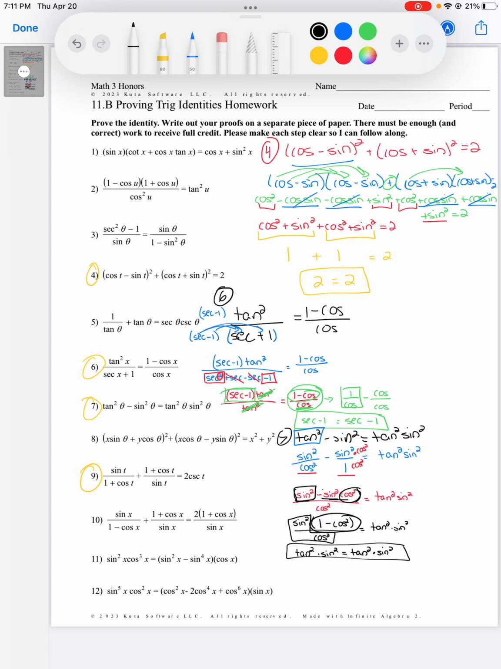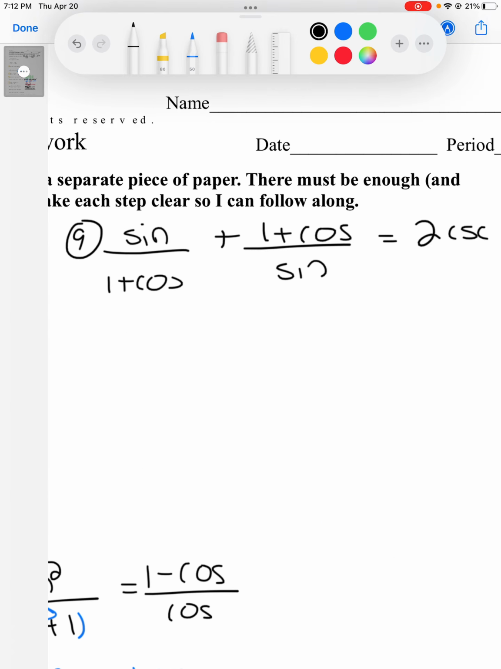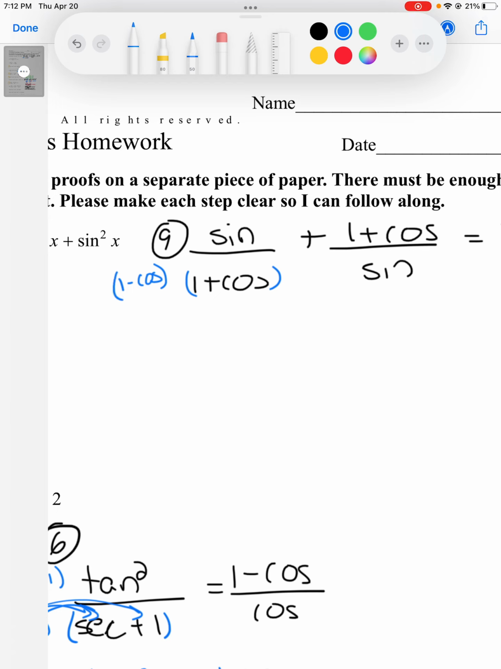Sine over 1 plus cosine plus 1 plus cosine over sine equals 2 secant, or cosecant. Okay. Again, that tells me I have to do difference of squares. So I'm going to be timesing it by 1 minus cosine, right? Same thing, just a different sign. Timesing it by 1 minus cosine.